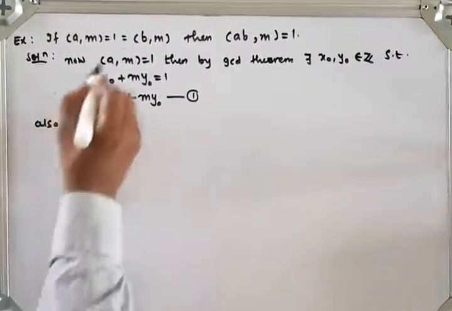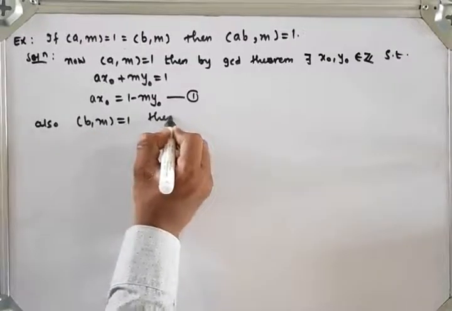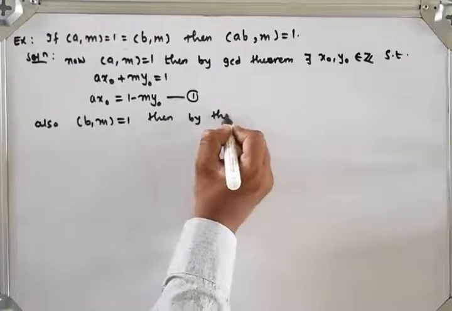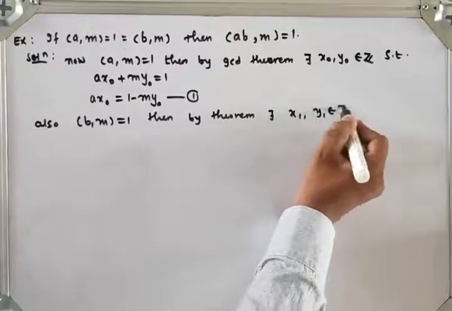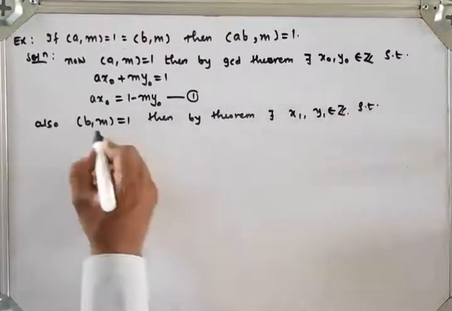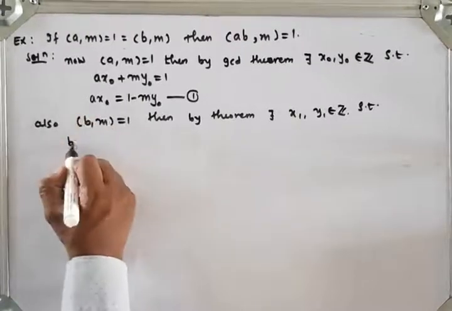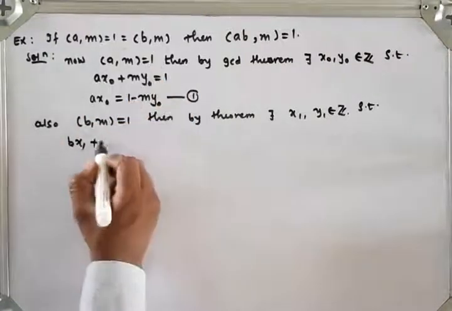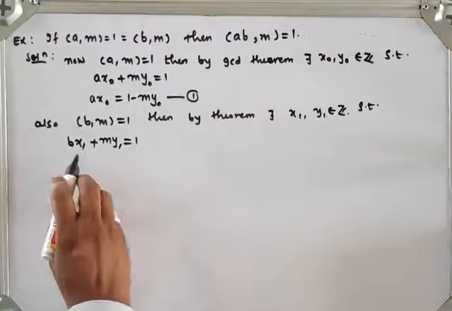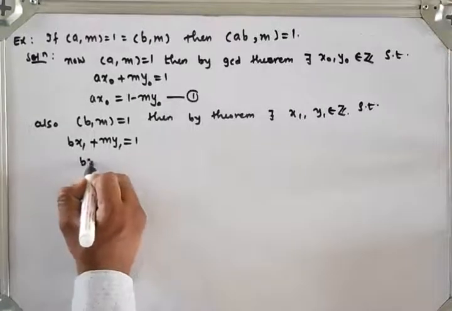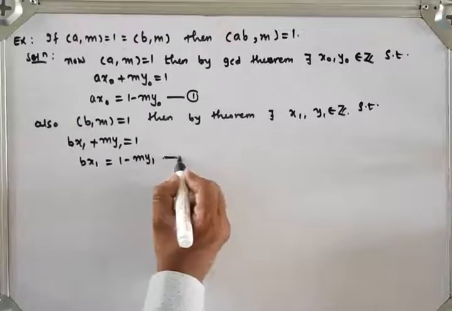Also what we have given, GCD of b and m is equal to 1. Then again by GCD theorem, there exist integers x1, y1 belonging to the set of integers such that b x1 plus m y1 is equal to 1. So I will solve this for the value of b x1. So we will get b x1 is equal to 1 minus m y1. So this is equation 2.